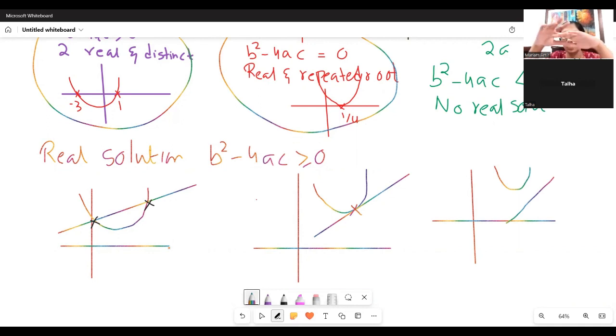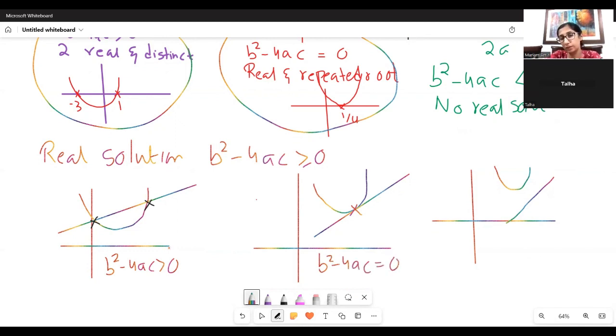The first case where there are 2 points of intersection. Miss, B square minus 4AC is greater than 0. Very good. Here B square minus 4AC is greater than 0 because you'll get two answers of the simultaneous equations. Okay. What about the second case? Miss, B square minus 4AC is equal to 0. Yes, because there's only one answer.